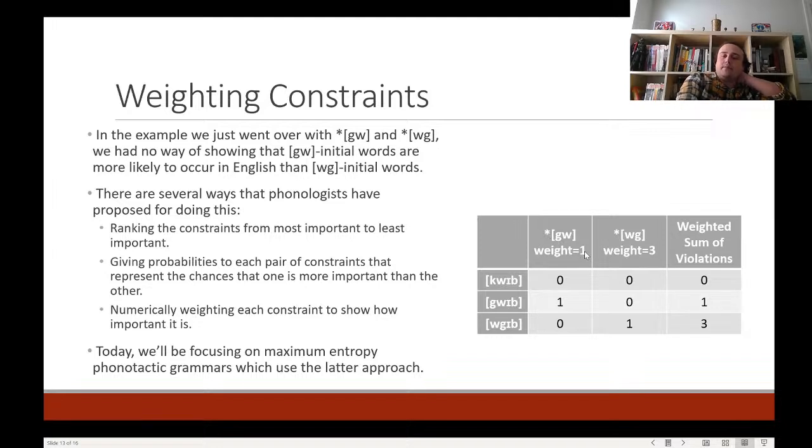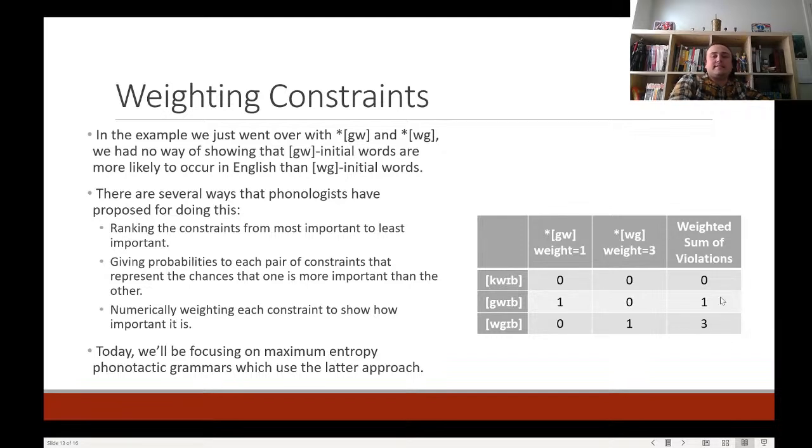It has a weight of 1. Then we've got our star wug constraint, and it has a weight of 3. What this is saying is that it is worse to violate this constraint than it is to violate this constraint, because this one has the higher weight. So it's more important to speakers of this language. And that jives with what we were talking about before, right? English speakers are kind of okay with gwa beginning a word. Sounds a little weird, but they can do it. Whereas wug just never shows up in English, and speakers are going to rate that pretty poorly.